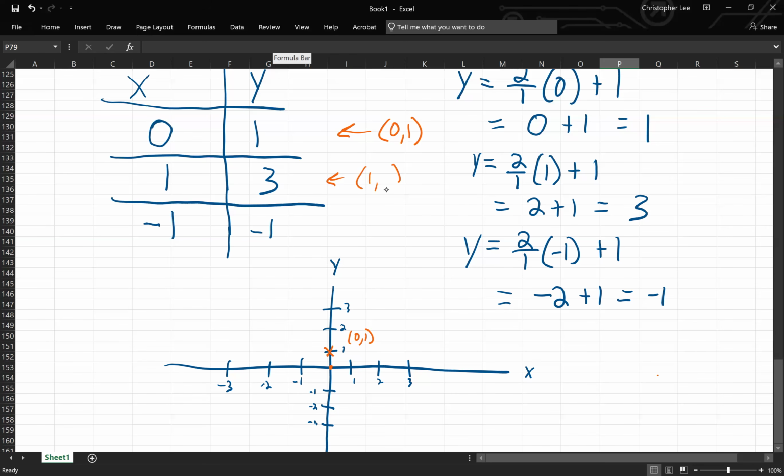1, comma 3, right? So I'm going to go across on the x-axis to where positive 1 is, and I'm going to go up to where 3 is. That's like right here. So this is the point 1, comma 3.